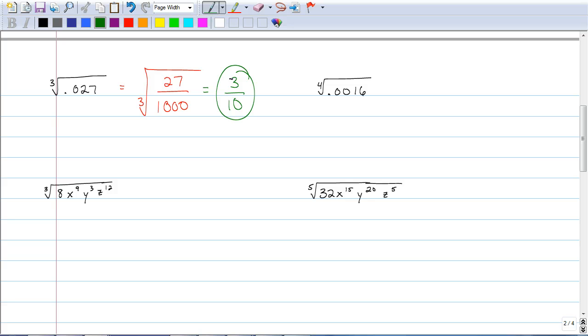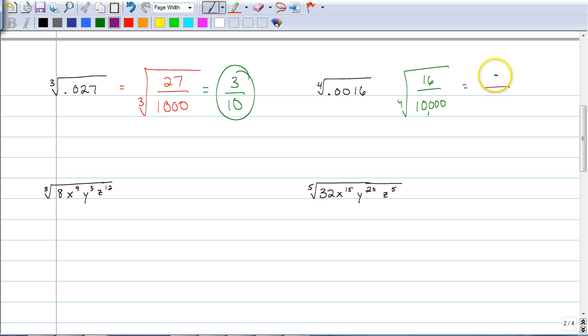Let's do the next one. Again, we're going to write this as a fraction here. So this is going to be the 4th root of 16 over a 1 with 4 zeros, or 10,000. Again, it's not going to be 16 divided by 4. Your numerator is not going to be 4. It's going to be the 4th root of 16.